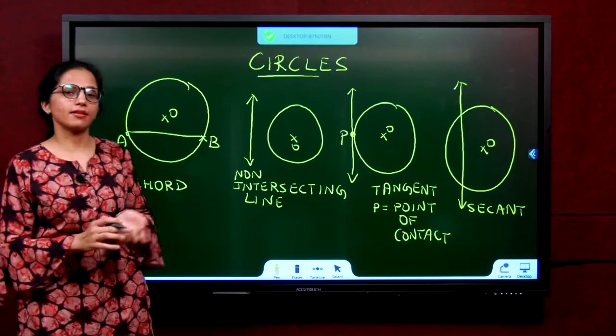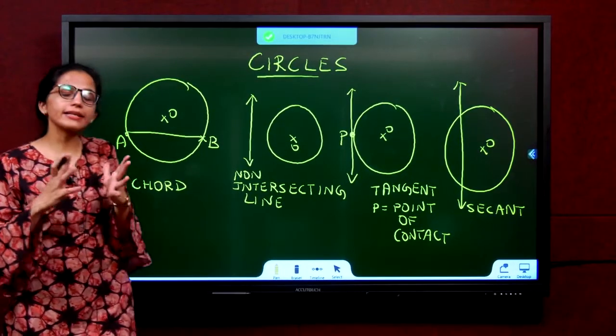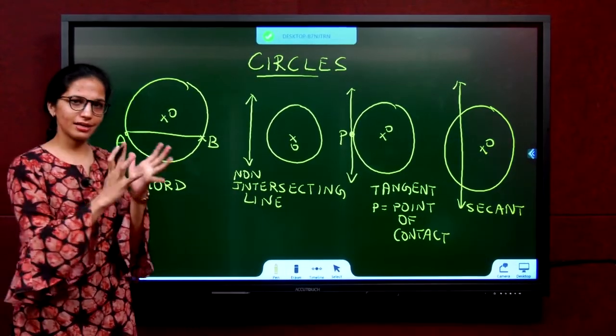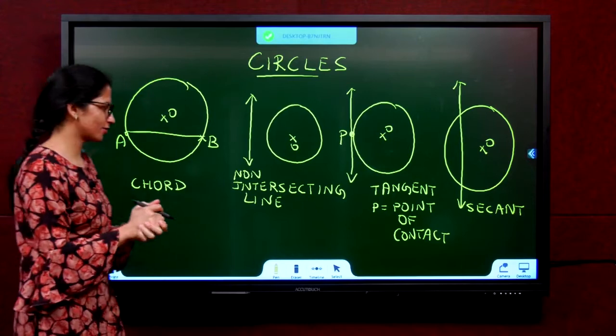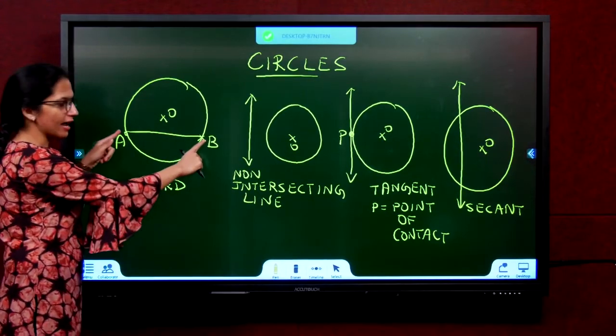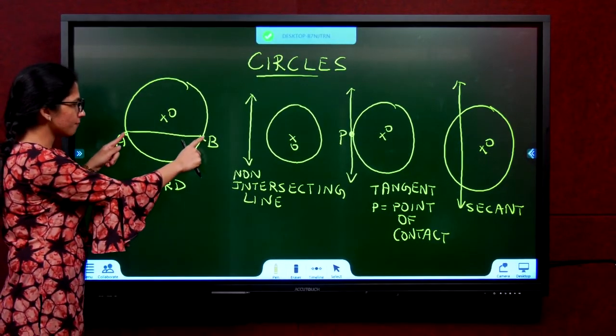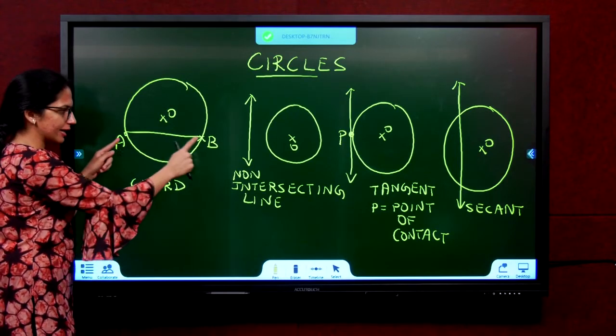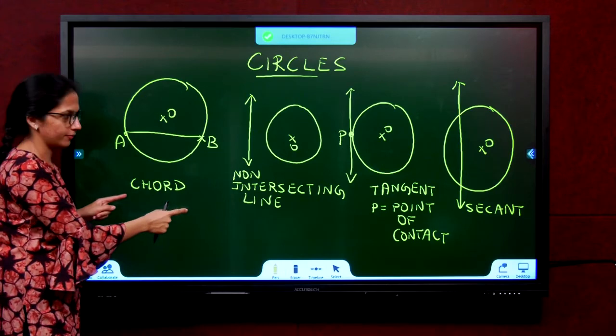It's called circles. You have all already studied circles in your lower classes and you know how a circle looks. Let's just understand a few important terms with respect to circles. If I have a line segment whose endpoints are on the circle, then that line segment is called a chord.